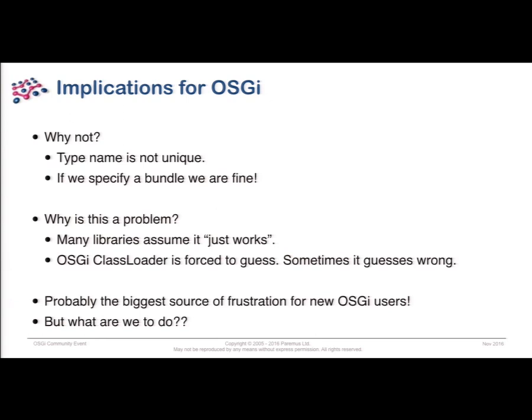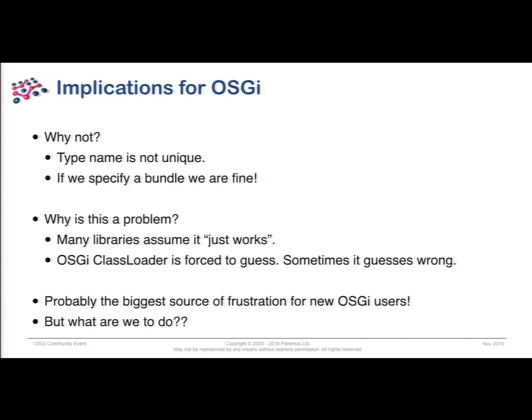Now this does create problems in OSGi because there are many libraries out there in the very, very wide Java ecosystem that make assumptions. They make assumptions that you can just say Class.forName and it will just work. And unfortunately, in these situations, the OSGi class loader is forced to just guess. And some of the time it'll guess right, and some of the time it'll guess wrong. And that's when you get bugs in your code.